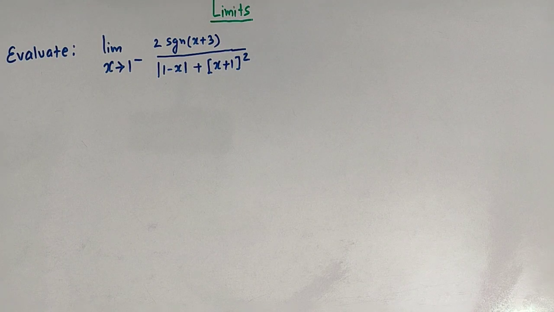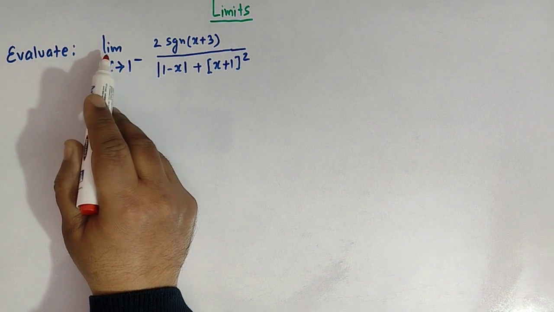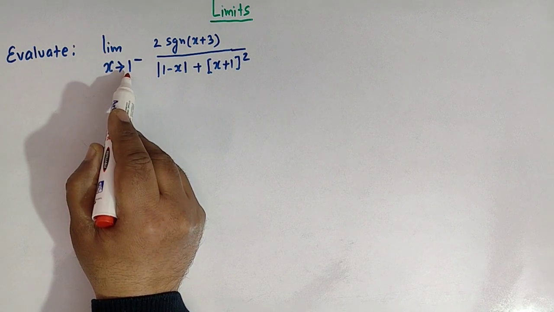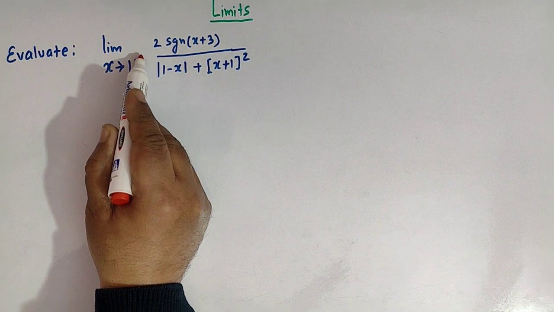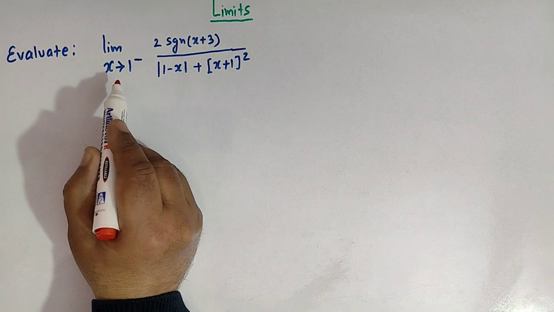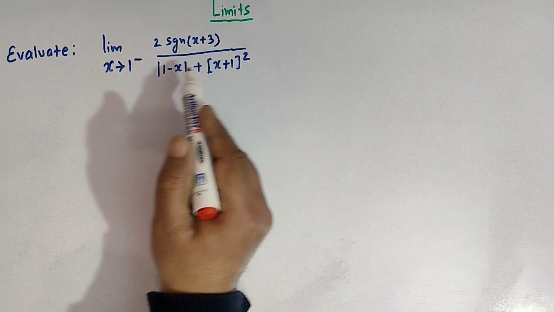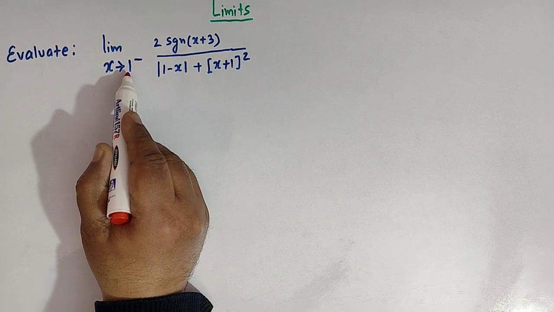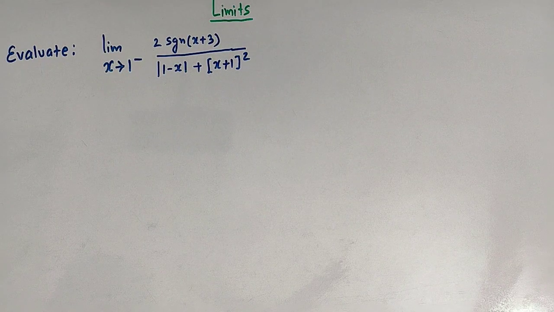Hello viewers, in today's class we are going to discuss one important problem from limits. Here we have to evaluate this limit, where we have limit x tends to 1 minus. This negative sign shows that we have to find the left hand limit of this function when x approaches 1 from the left of x is equal to 1.